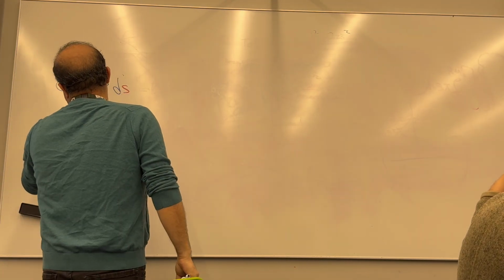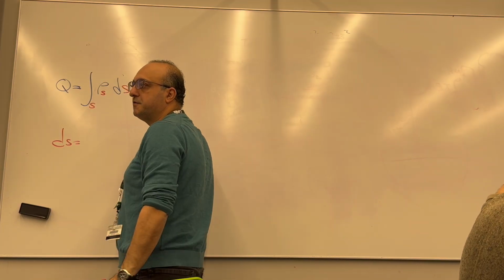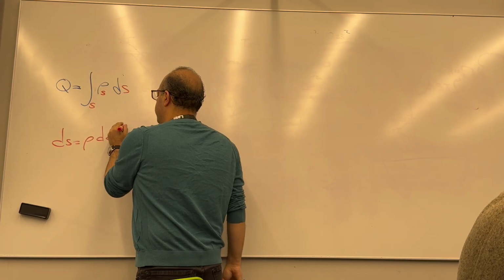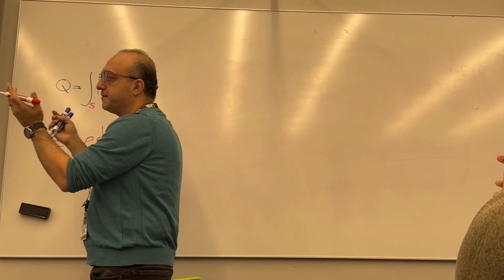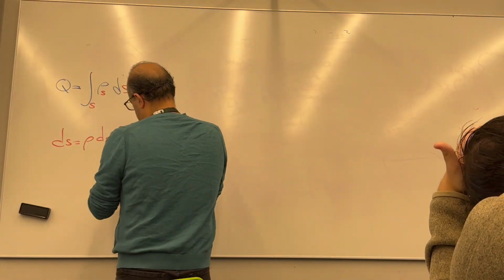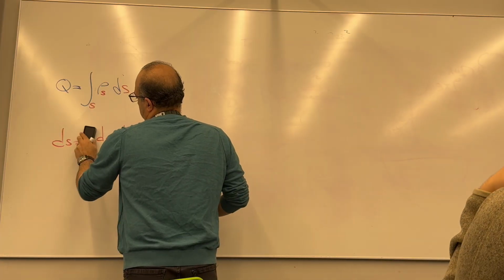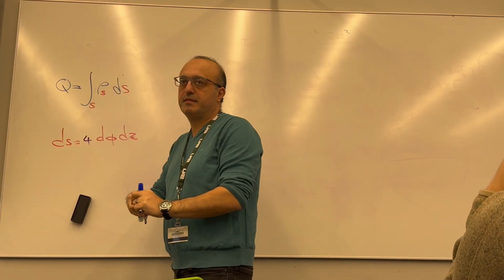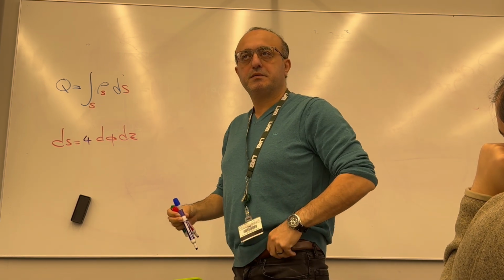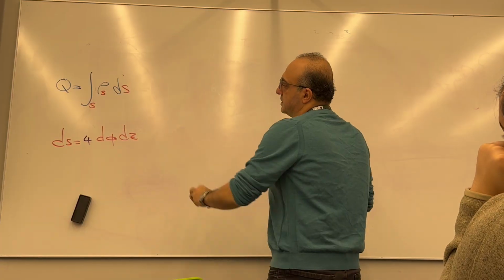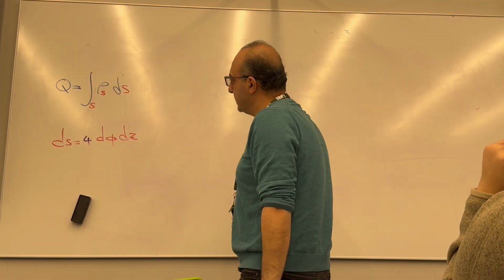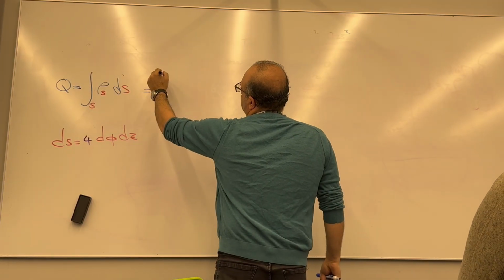Then the ds is going to be: phi is changing and z is changing. Because phi is changing, we say d phi dz. It is at the surface, so rho is constant and the value is 4. I put the value here. I want to find the charge, so I don't care about the direction of this, and because of that, I don't say it's going to be a rho.